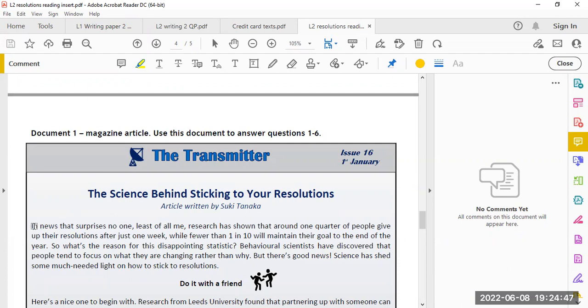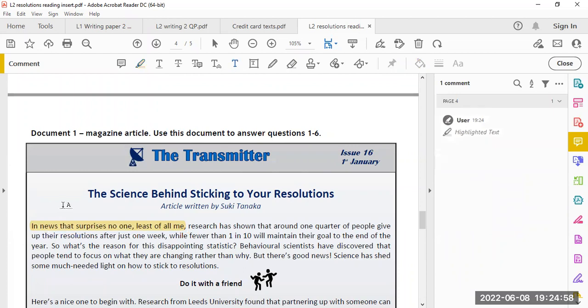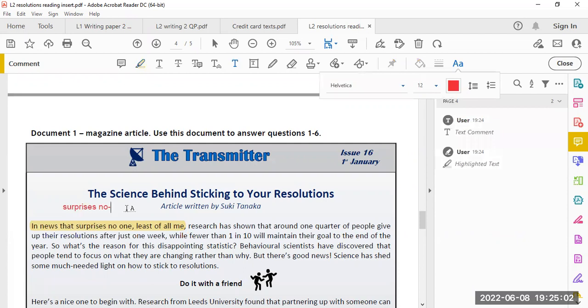So if we have a look here, "in news that surprises no one, least of all me." Now that statement indicates a level of bias. "Surprises no one", this is subjective. We don't know that it doesn't surprise anyone. We can't really measure that. That's her opinion that this isn't surprising, that this isn't news.